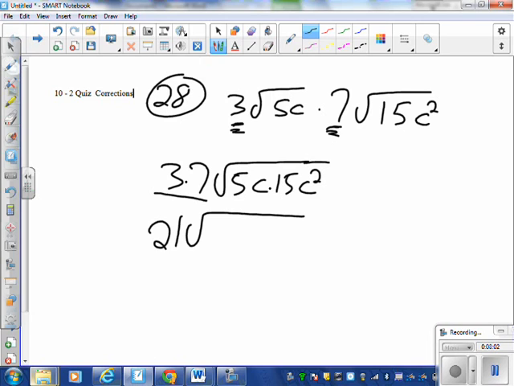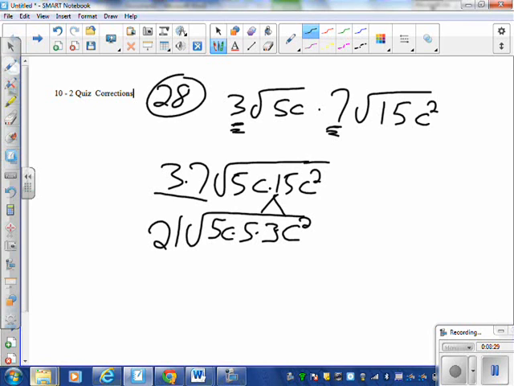Can I break down 5 anymore? C? No, just bring down 5c. Can I break down 15? Yeah, two numbers that give me 15 are 5 and 3, and then I'm just going to bring down my c to the second power. So we have 5c times 5 times 3 times c to the second power.